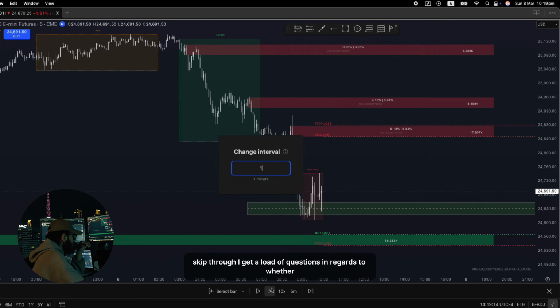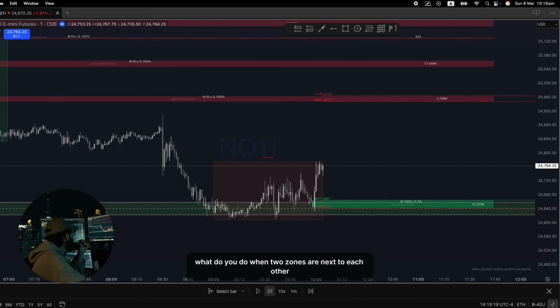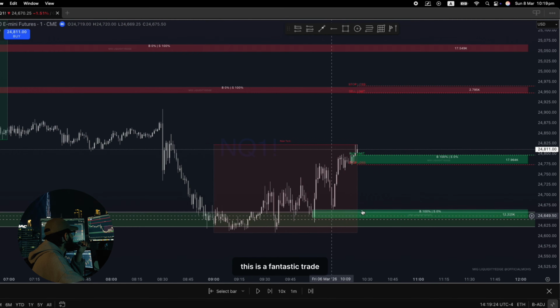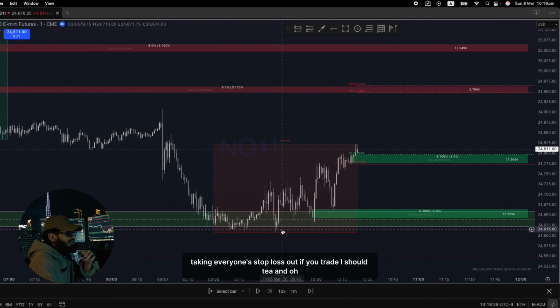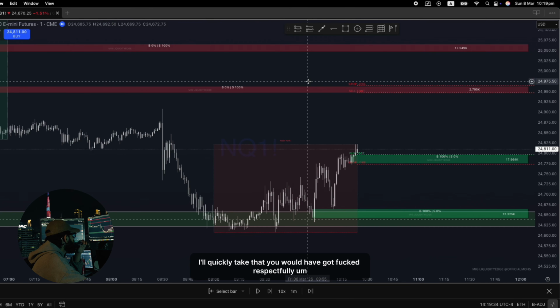Skip through. I get a load of questions in regards to what do you do when 2 zones are next to each other. So if we can find one here, this is a fantastic trade. Price would have wicked back down, taken everyone's stop loss out. If you trade ICT and, oh, there's a nice little FVG here, I'll quickly take that, you would have got messed up, respectfully.